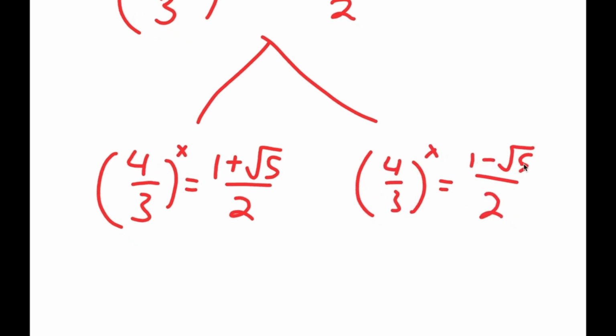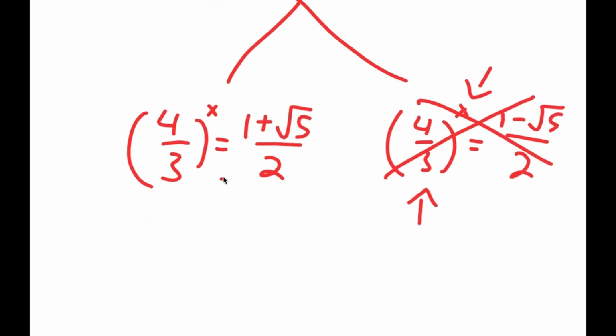Now 1 minus the square root of 5, that's going to be a negative number. And notice how this is a positive number to some power. Well, you can't take the power of a positive number and make it equal negative, meaning there's no solution to this equation, and all that's left is this equation.